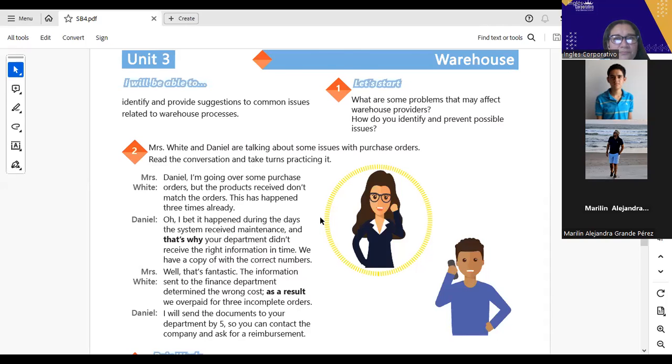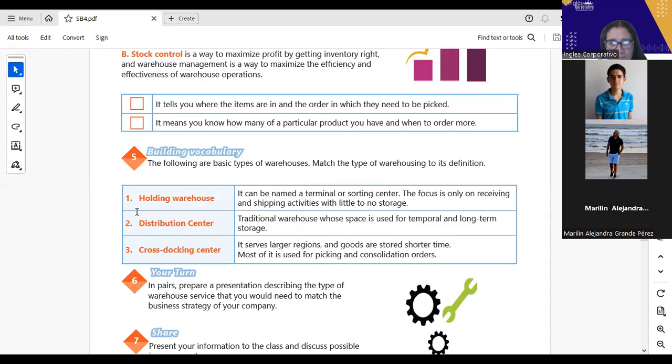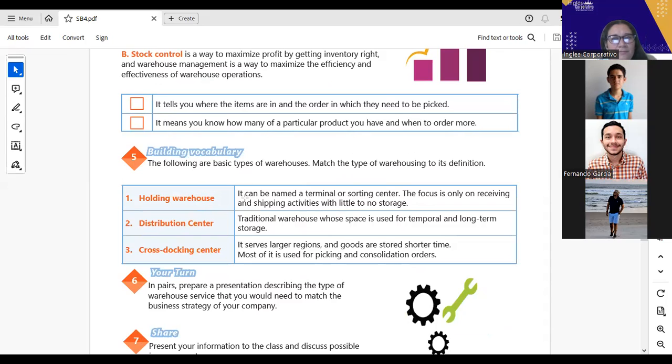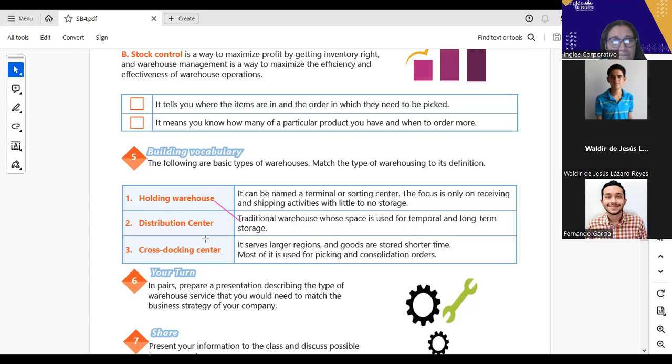All right. Holding warehouse, which would be the definition? Traditional warehouse whose space is used for temporary and long-term storage. That would be a holding warehouse. Yes. All right. Distribution center. It serves larger regions and goods are stored a shorter time. Most of it is used for picking and consolidation orders. Okay, this would be the distribution center.